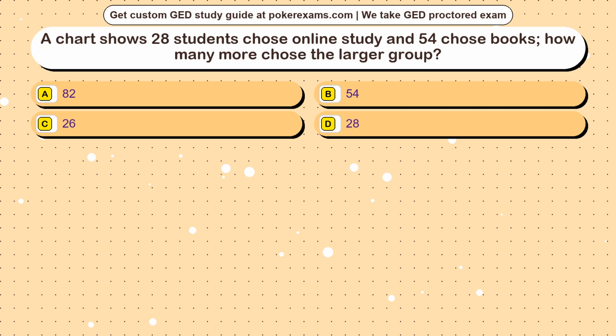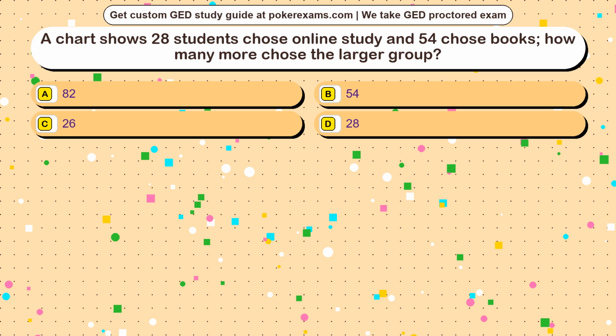Question 16. A chart shows 28 students chose online study and 54 chose books. How many more chose the larger group? Option A, 82. Option B, 54. Option C, 26. Option D, 28.